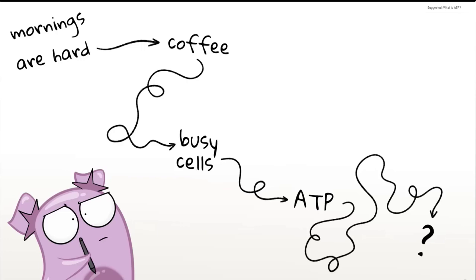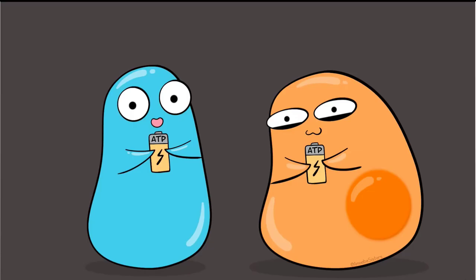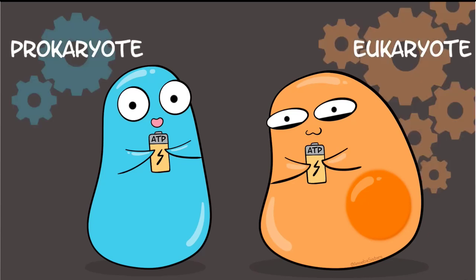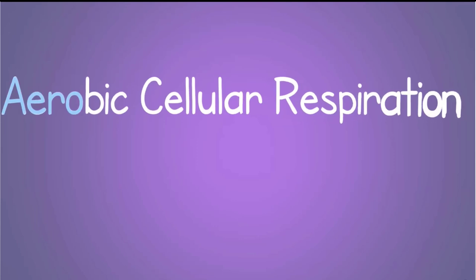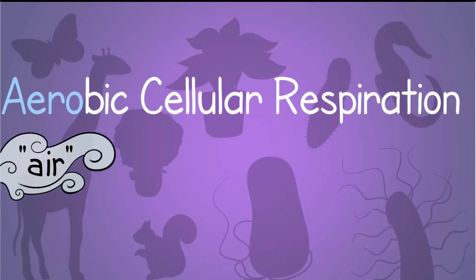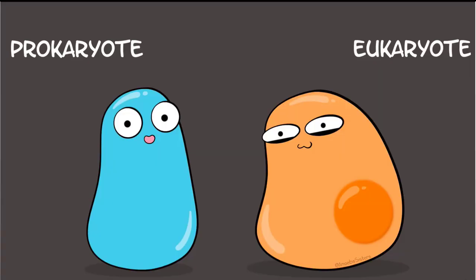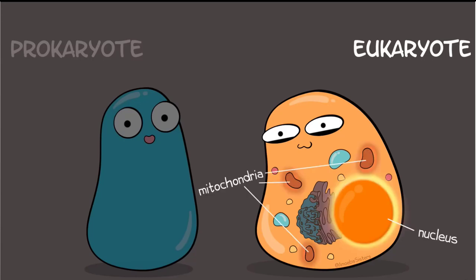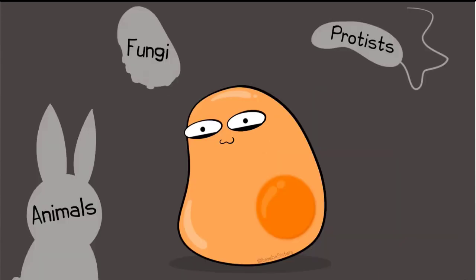Well, cells have to make this ATP. It doesn't really matter what kind of cell you are. Prokaryote or eukaryote, you have to make ATP. The process for making that ATP can be different, however, depending on that type of cell. One way is called aerobic cellular respiration. Lots of organisms can do aerobic cellular respiration, but this video is specifically going to go into aerobic cellular respiration in eukaryotic cells. That means this video is talking about the process within cells that have membrane-bound organelles, such as a nucleus and mitochondria. Eukaryotic cells include the cells you'd find in protists, fungi, animals, and plants.